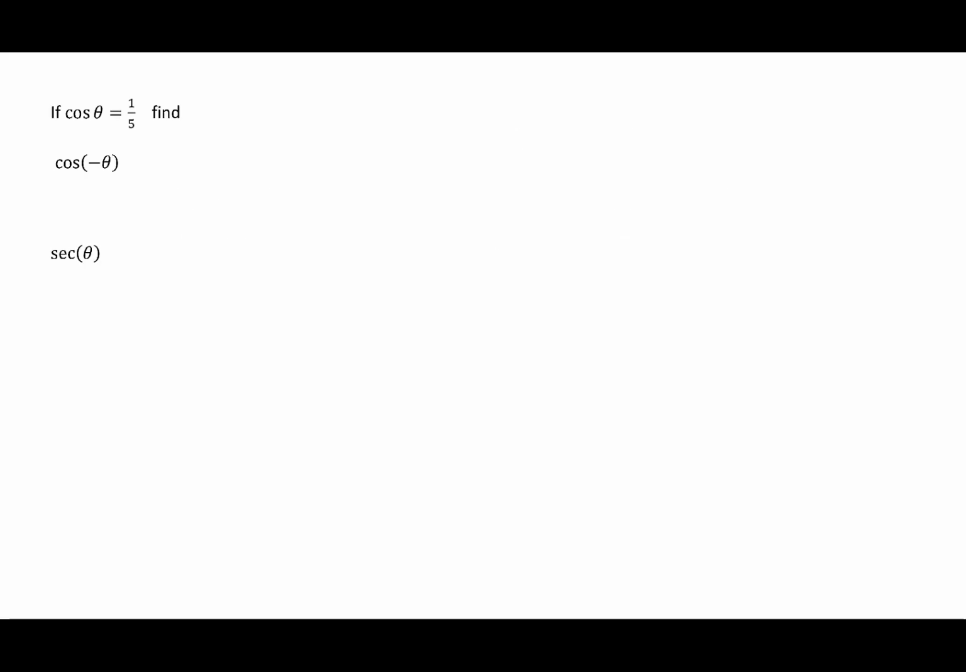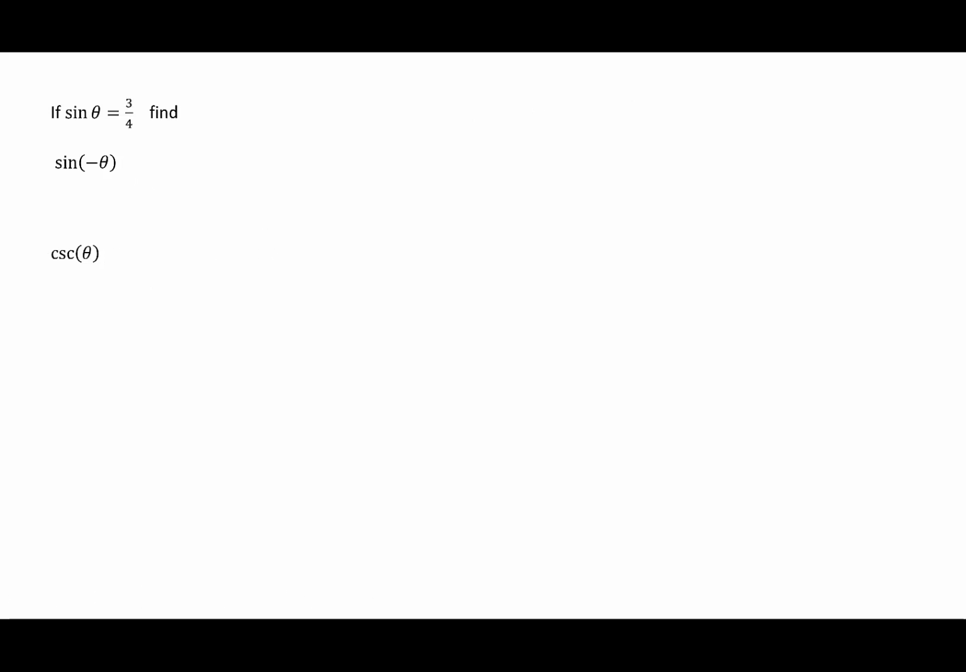Let's try using this knowledge to simplify a few expressions. If we're given that the cosine of theta is 1/5, we want to find cosine of negative theta. Because we know that cosine is even, we know that the cosine of negative x is equal to the cosine of x. This says the cosine of negative theta will be the same thing as cosine of theta, which tells us cosine of negative theta is 1/5. Secant of theta is the reciprocal of cosine. Given that cosine is 1/5, secant will be 1 over 1/5, which is equal to 5.